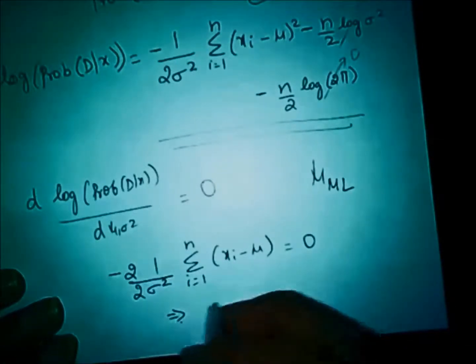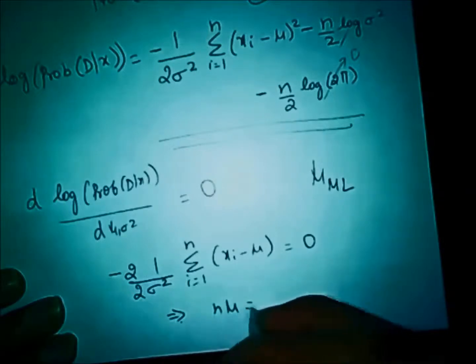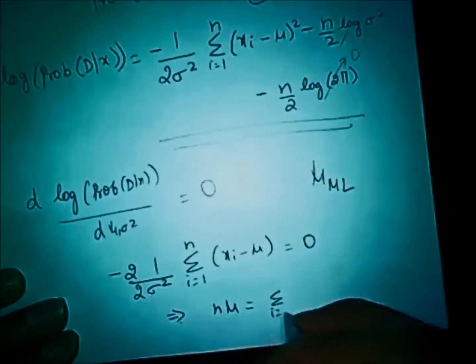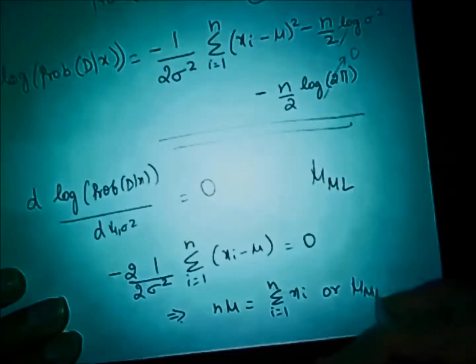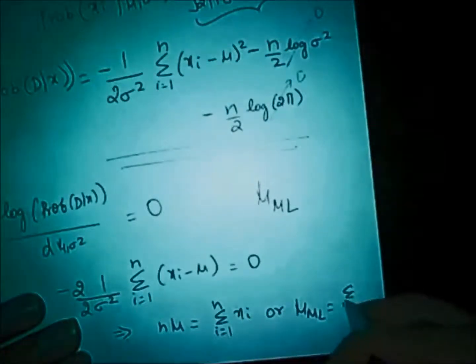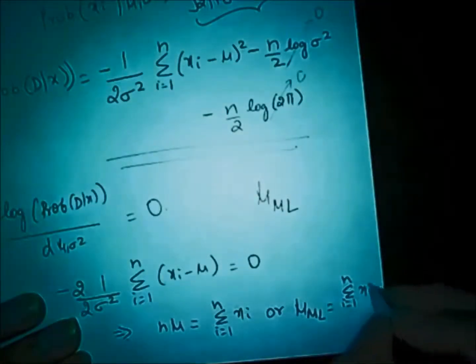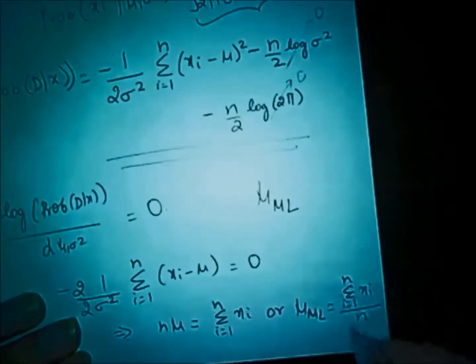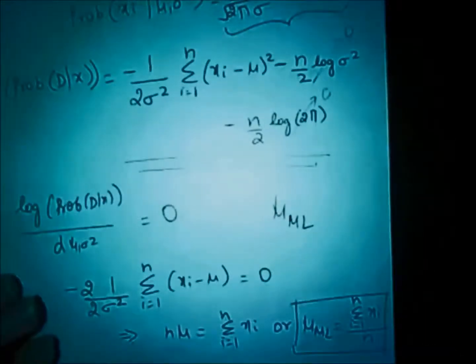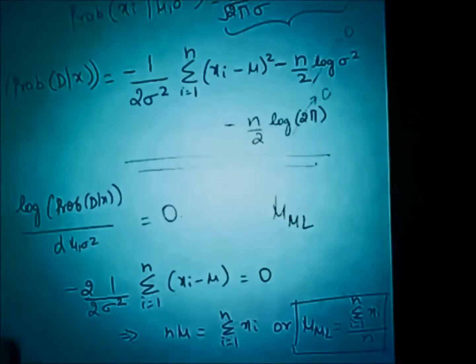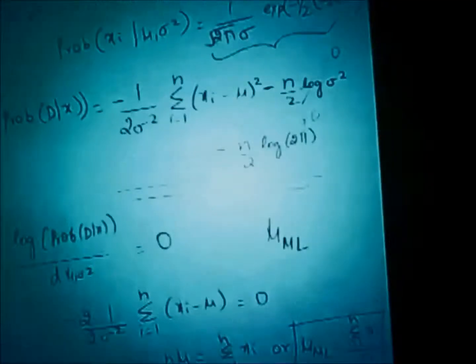So this simplifies to n mu equals the sum over i equals 1 to n of xi, or my mu ml is nothing but the average of all the xi's that I've obtained so far. Again, this seems intuitively very correct. So if I want to find out the mean of a distribution from which I have sampled a lot of samples, then I just take all the samples that I have and calculate the mean of those samples.